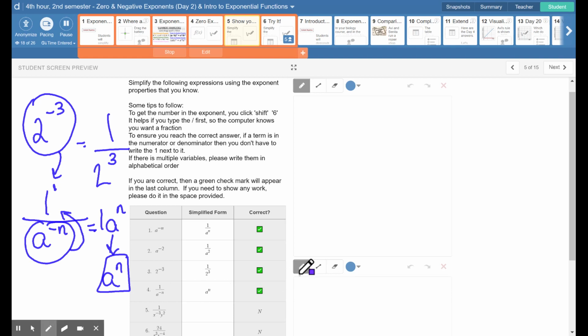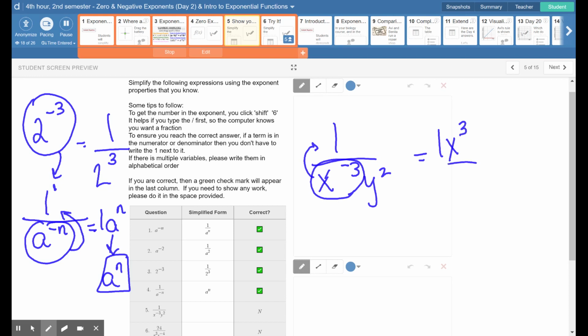Now for number 5, we have 1 divided by x to the negative 3, y squared. And the y squared is in the denominator. So the only thing that has a negative exponent is that x to the negative 3. I'm going to move it up top, make it a positive exponent. Y squared stays.